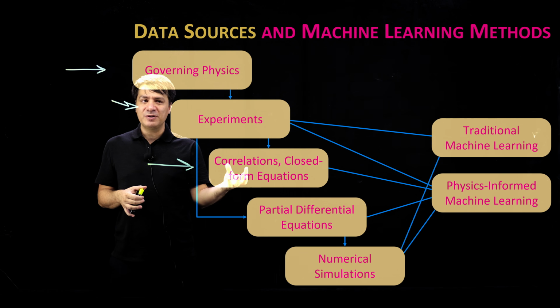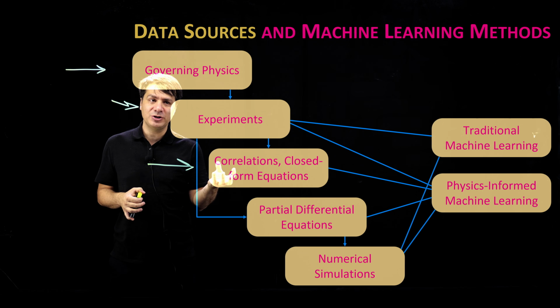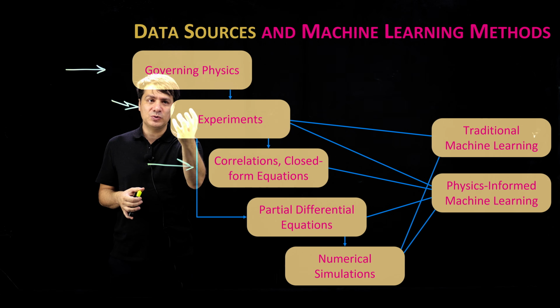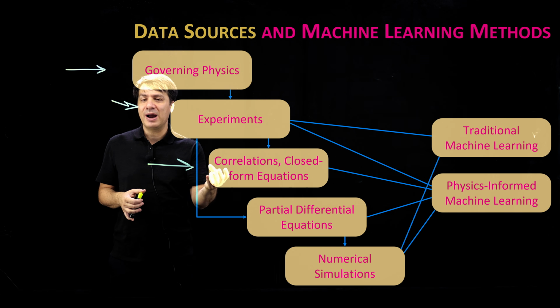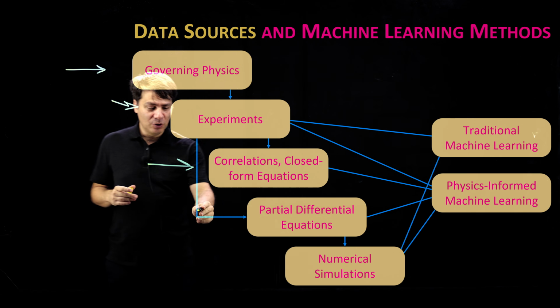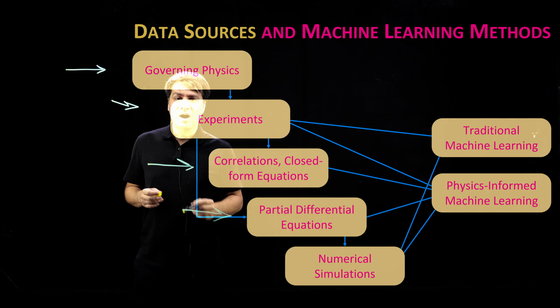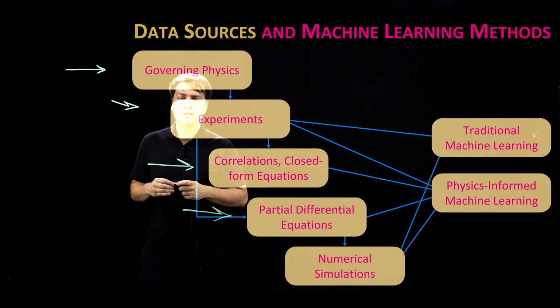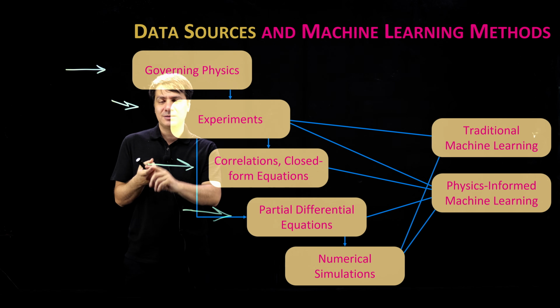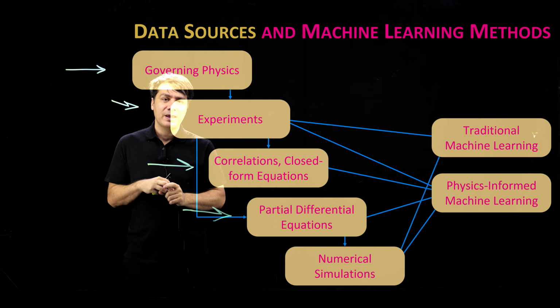Or you might be able to even present them using closed-form equations. So you go from a given experiment, governing physics, to some experiments, to some higher-level correlations. As time goes by, you might be able to develop a governing equation for that problem. These are typically partial differential equations derived based on the conservation of mass, momentum, or energy.